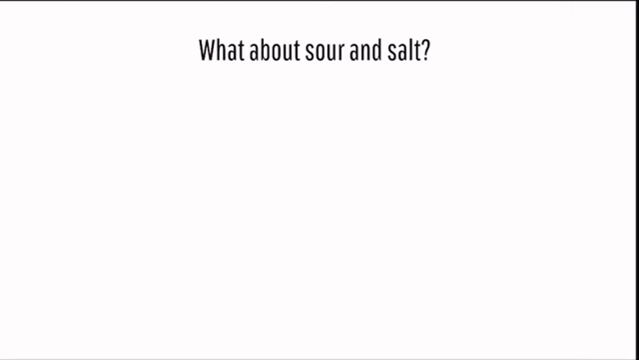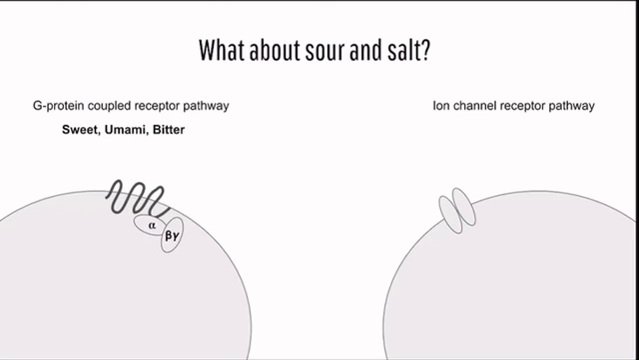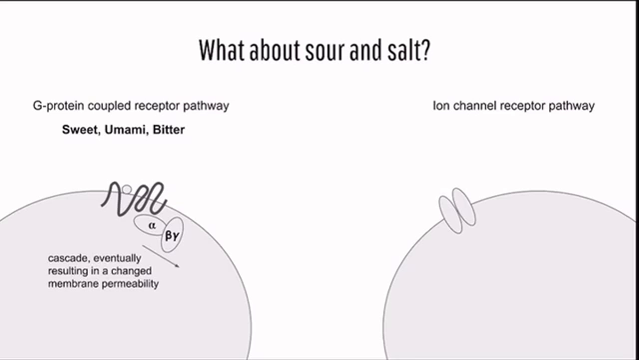Lastly, what about sour and salt? Well, the pathways we have already seen have been G-protein coupled receptor pathways, where a ligand causes a conformational change and activates a G-protein cascade. These channels cause a relatively slow and indirect change in membrane permeability.